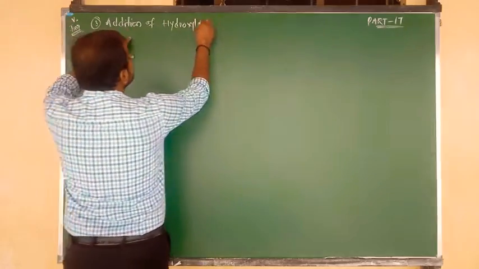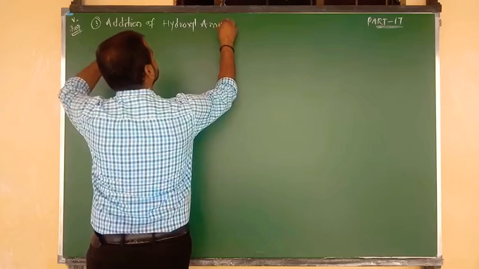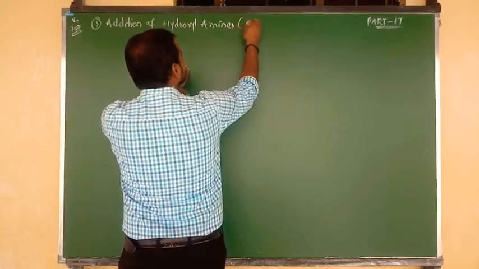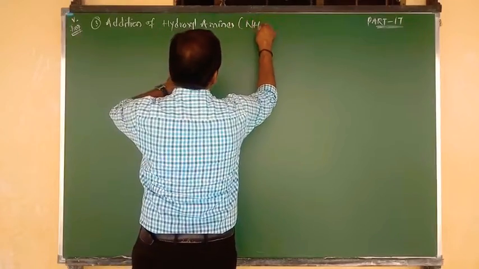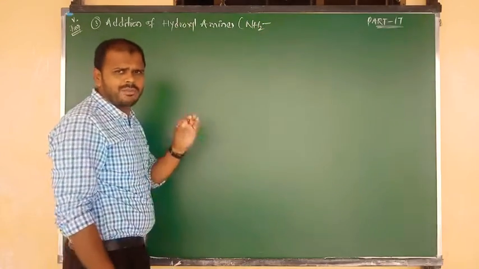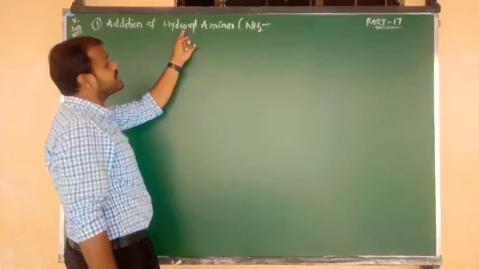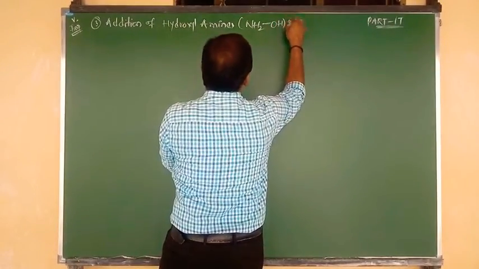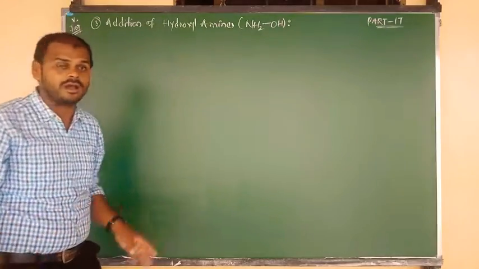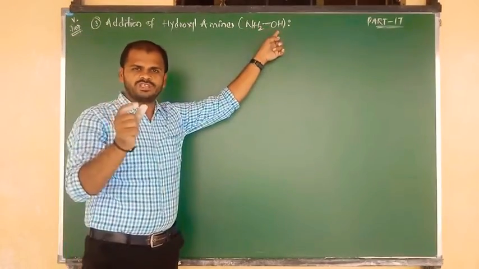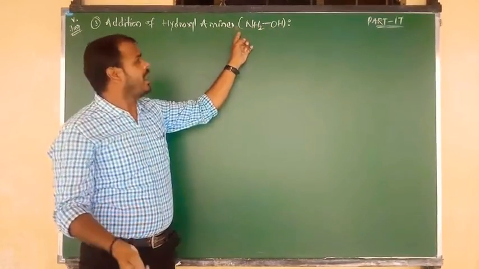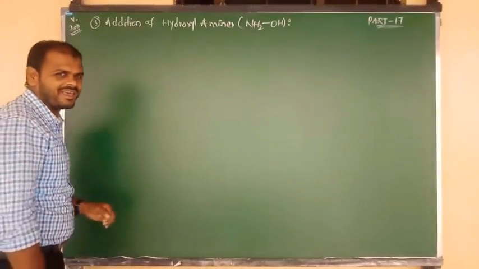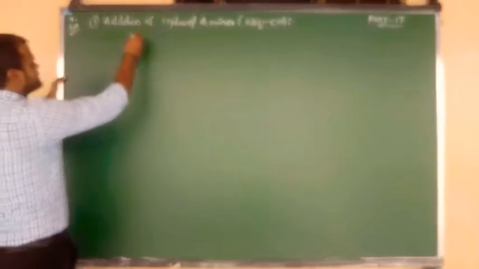Okay. Addition of hydroxyl amines. Okay, amines. What is the formula of amines? NH2. Just now I have told you. Amine is NH2. Amine is connected to which group? Hydroxyl group. So the formula is nothing but OH beta. Very easy to remember. Once again, don't forget. Hydroxyl OH. Amine NH2. NH2OH. This is called hydroxyl amine. Okay. Right, I am going to give you the statement first of all.